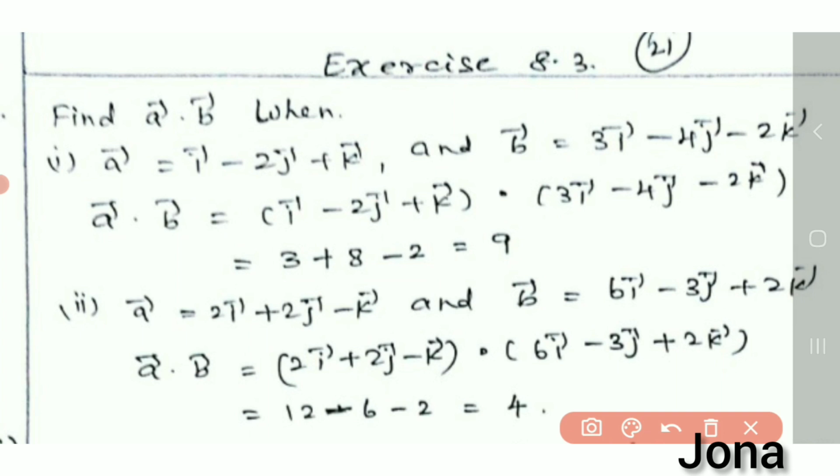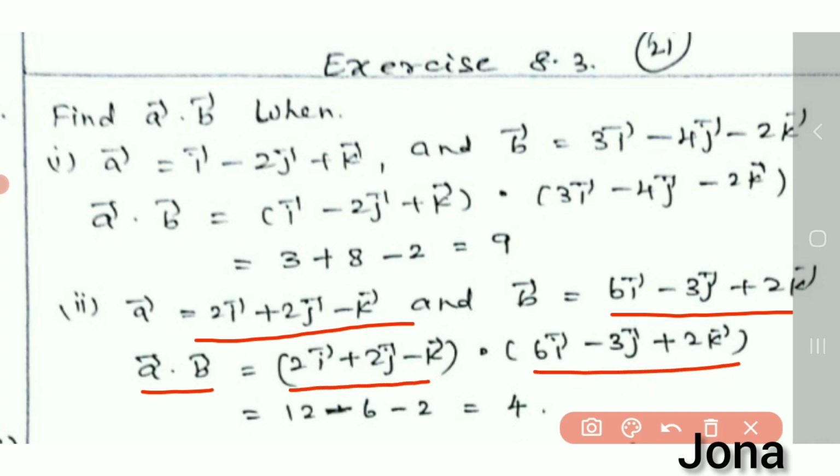Second division: vector a is 2i plus 2j minus k, vector b is 6i minus 3j plus 2k. Here we want to find a dot b. So vector a is here and vector b is here. We have to do the dot product.